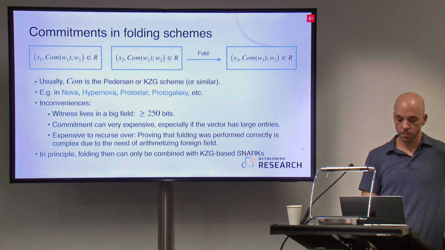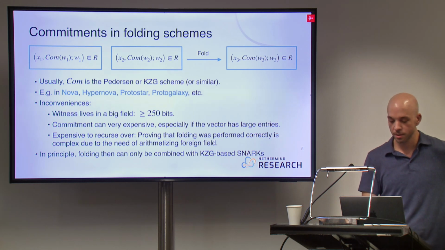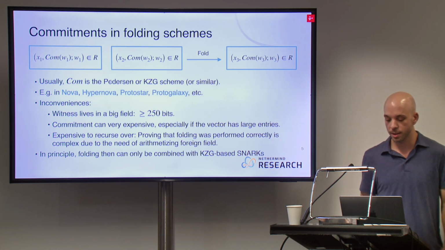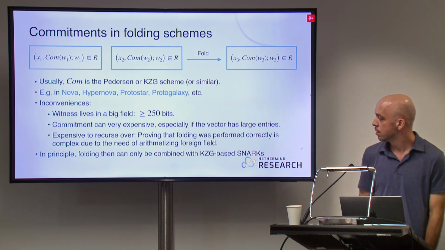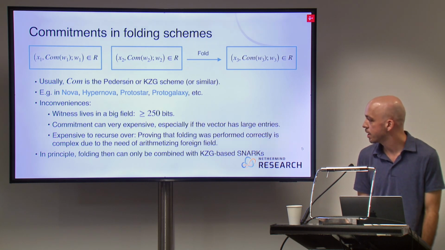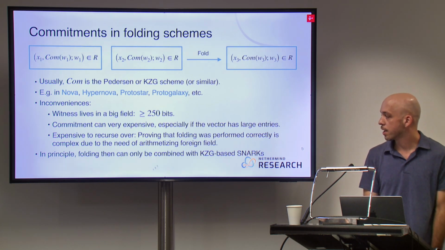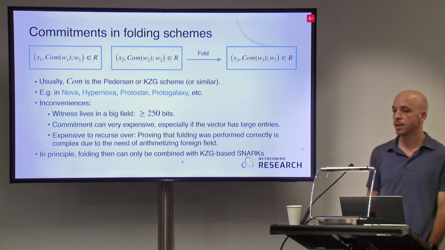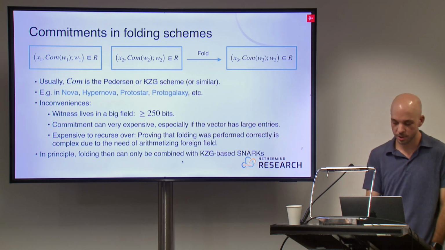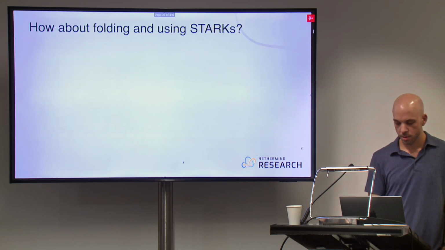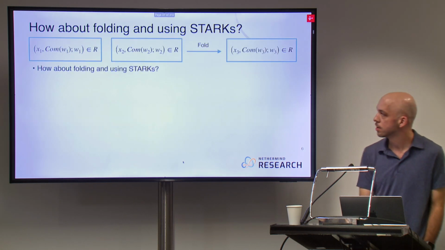Also, if you are using commitments that are a Pedersen or KZG scheme, the KZG PCS, you are then bound to use a KZG-based SNARK like the original Plonk. But how about folding and using STARKs?